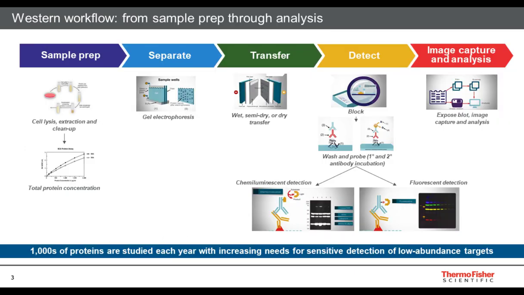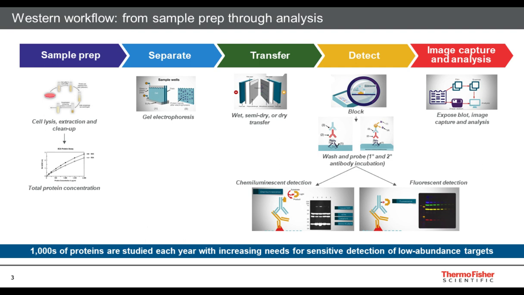The Western workflow involves steps from sample extraction through image capture and analysis. During sample prep, the protein is extracted from the source, whether from a cell, a tissue, or a subcellular fraction. Once extracted, the protein lysate is loaded onto the gel and run through protein electrophoresis to separate out the proteins by molecular weight. The gel is then placed into a sandwich-like structure to transfer out of the gel and onto a membrane for immunoblotting detection.